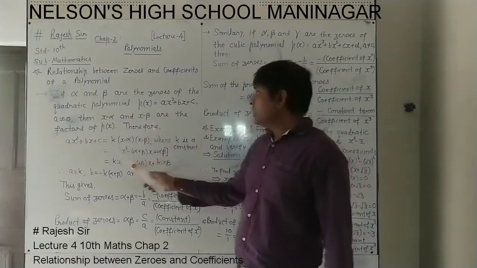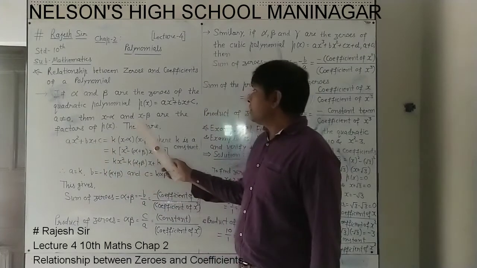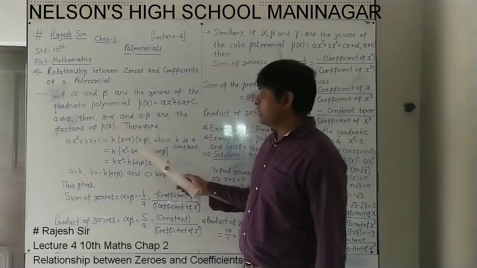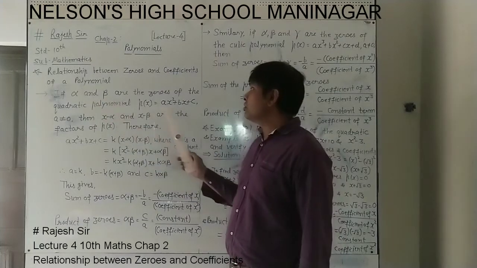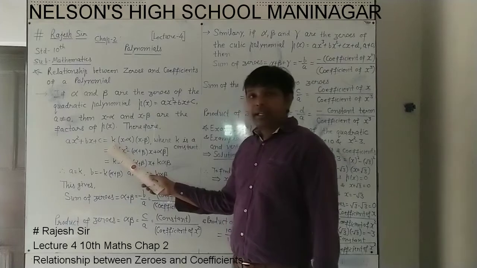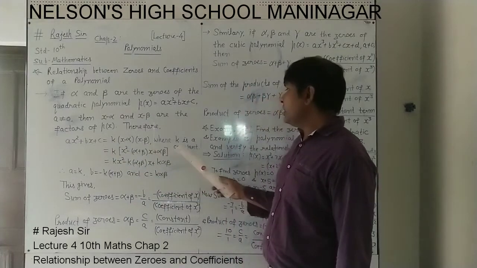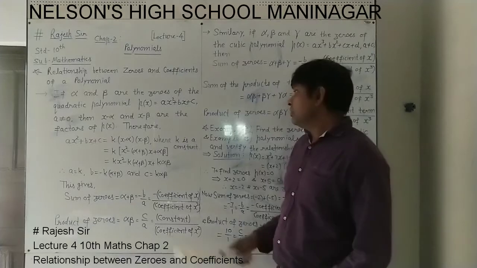So therefore, ax square plus bx plus c equals k times (x minus alpha) into (x minus beta), because they are factors. Why are they factors? Because alpha and beta are zeros of this polynomial. Now we have introduced this k. So what is k? k is a constant. It may be any constant, any real number.